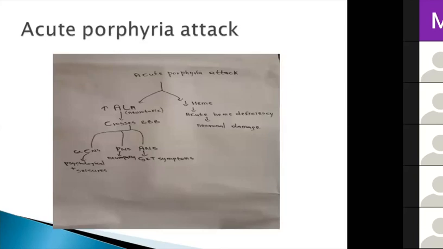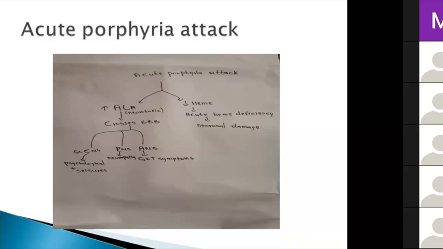So this is just a flow diagram that I drew. It basically explains how the neurological dysfunction comes about during an acute porphyria attack. There are two postulated mechanisms which lead to the neurological dysfunction during an acute attack. The first one is that increased ALA, aminolevulinic acid, is neurotoxic, and we know aminolevulinic acid is increased in all forms of porphyria. So it's said to be neurotoxic.